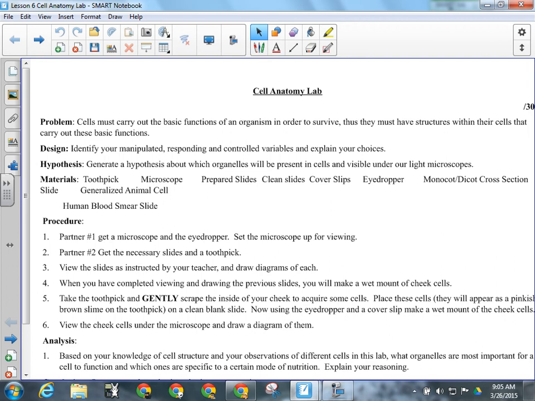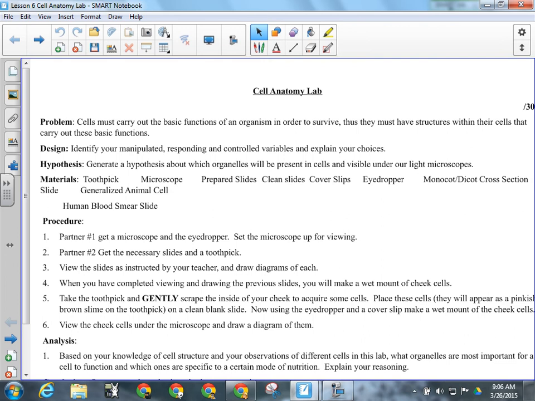Okay, we want to find out which of these things are in all of the cells, because if they are, there's got to be a reason for that. Okay, so problem, cells have to carry out the basic functions of an organism. We know that, in order to survive. Thus, they must have structures within their cells that carry out these basic functions. We have to restate that in the form of a question. I think that would be pretty easy, starting with maybe the word which, and not the wicked kind, the other kind that means either or.